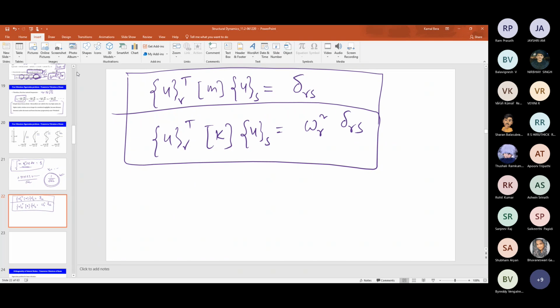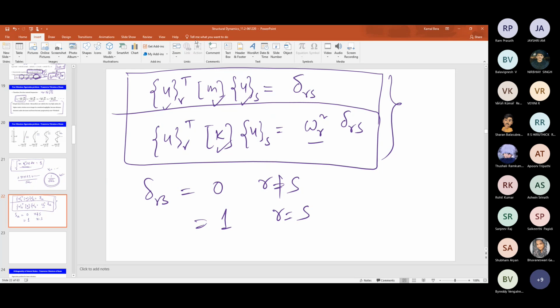Delta_rs is the Kronecker delta, which equals 0 if r is not equal to s and equals 1 if r equals s. I can write it in this compact form, for the rth mode and sth mode, with the mass matrix and stiffness matrix. All are aware of this, right? We have discussed and derived it systematically many times. A similar approach will be considered here, but here it will be integrals and differentiation that come into the picture.